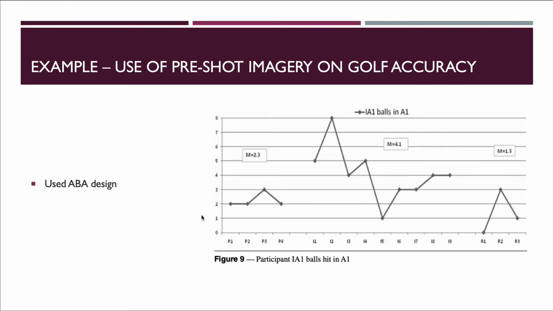So without the pre-shot imagery, they on average got two on day one, two on day two. They got three the next day, two the next day. So fairly consistent, right? Then once the intervention was begun, we saw a jump to five and eight and so on. Again, probably an increase in their performance, especially at the onset of the intervention. And then once the intervention was removed, they weren't allowed to do the pre-shot imagery. Then we see a drop back down to levels, again, similar to before. So that would be the ABA design.